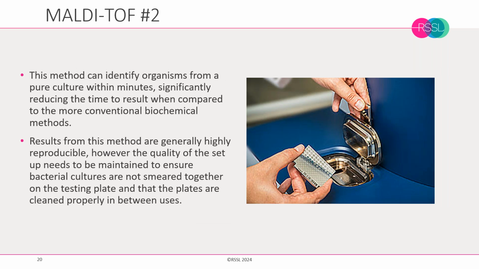And this technology is capable of identifying organisms from a pure culture within a matter of minutes. So it significantly reduces the time to result. So we go back to those automated biochemical systems. We were looking at 24 to 48 hours. Go back to the API strip, again, could be 72 hours before we've got a result. We've reduced that down to very, very short time periods compared with other conventional biochemical methods.